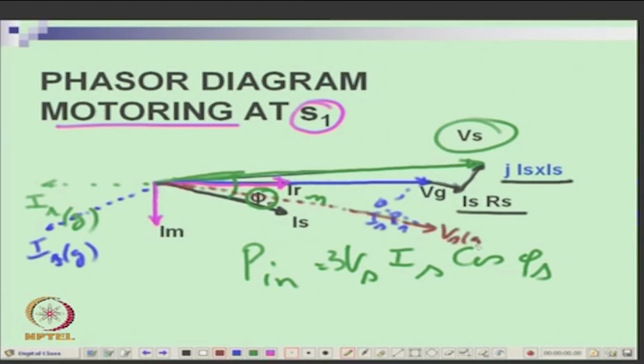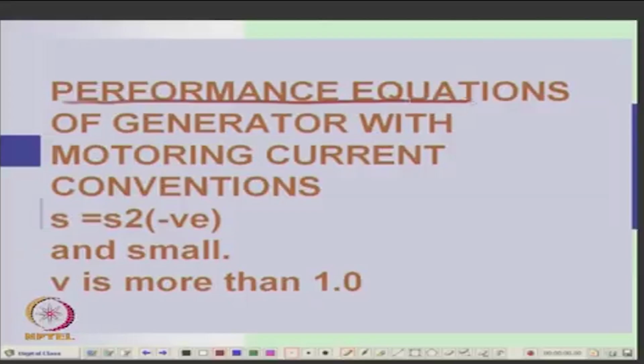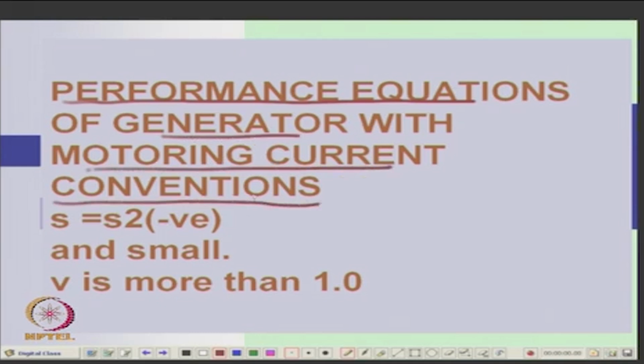So, you may find Vs generating like this. Now, Vs generating and Is generating will have some angle, the phi s generating. I have superposed on the motor equivalent circuit, motor phasor diagram, a generator phasor diagram by just reversing IR, nothing else I have done, all other equations remain the same. So, what we are trying to raise is performance equations of generator with motoring conventions.